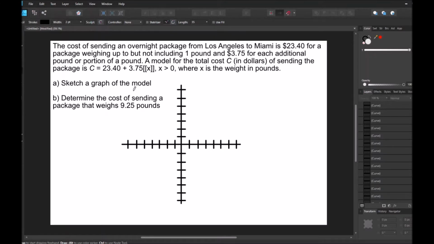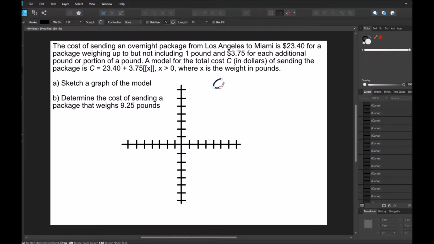A model for the total cost C in dollars of sending the package is C equals 23.4 plus 3.75 times the least greatest integer function of x, where x must be greater than 0 and x is the weight in pounds. And we're asked to sketch a graph of the model and then determine the cost of sending a package that weighs 9.25 pounds. So let's start by tackling part A.